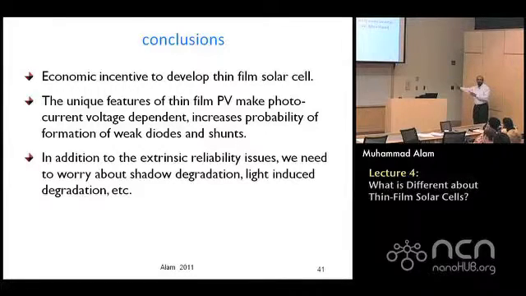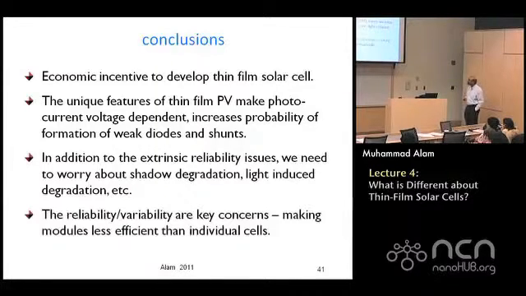The things that are outside your control or the control of mechanical engineers, they will think about it. But we as electrical engineers, the equations that are in our control, we address those. And it turns out shadow degradation and light-induced degradation, those we can contribute a lot. And this reliability and variability are key concerns.